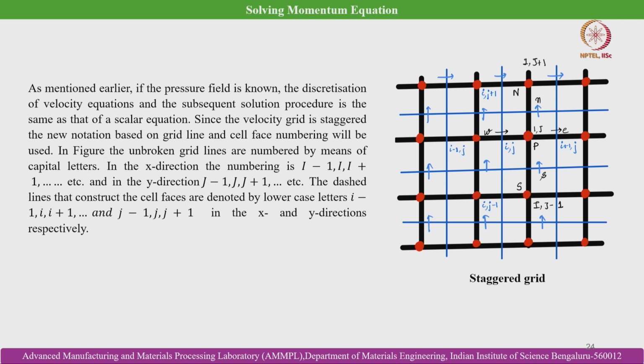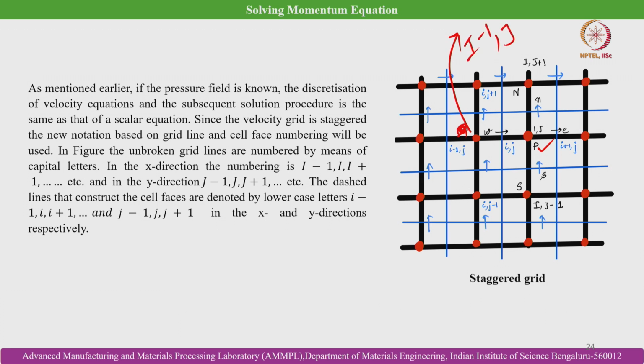So it is i j. Then this is i minus 1, j minus 1. Here the i j is marked, and from P to this point, that is W, it will be i minus 1, j. I minus 1, j.